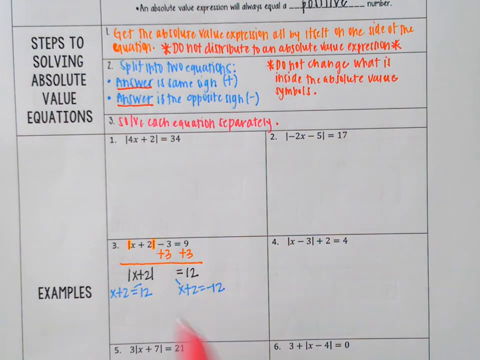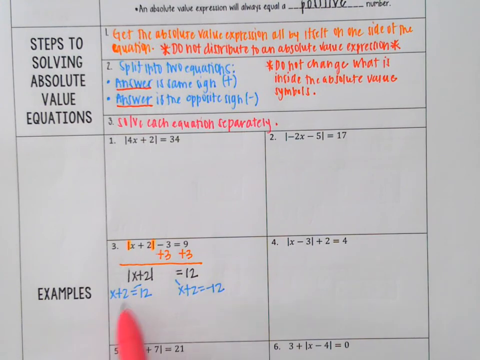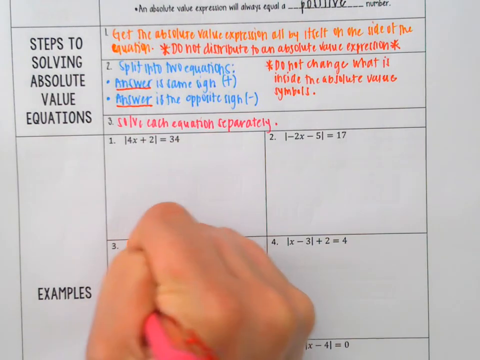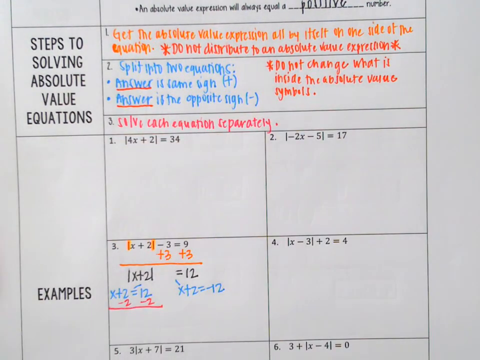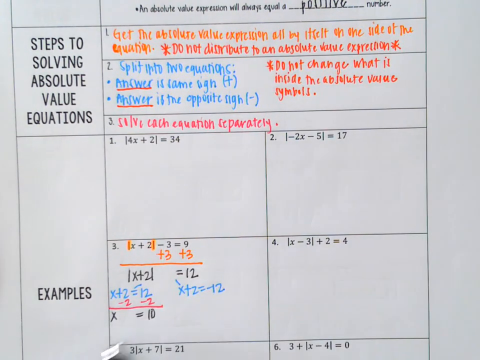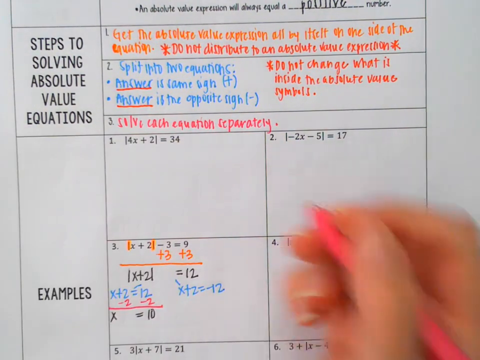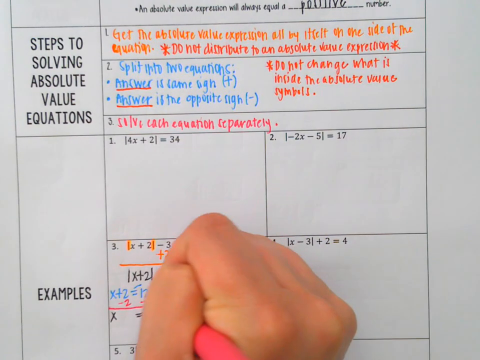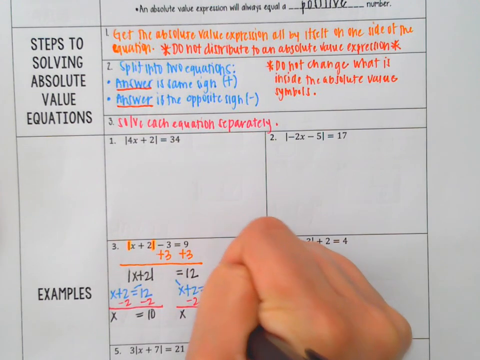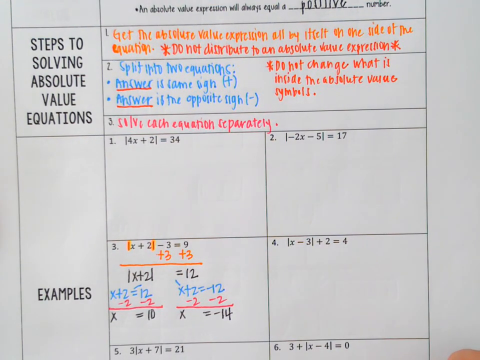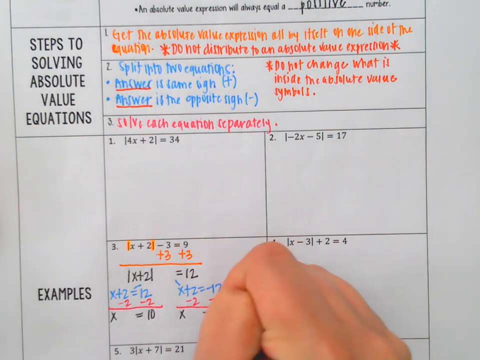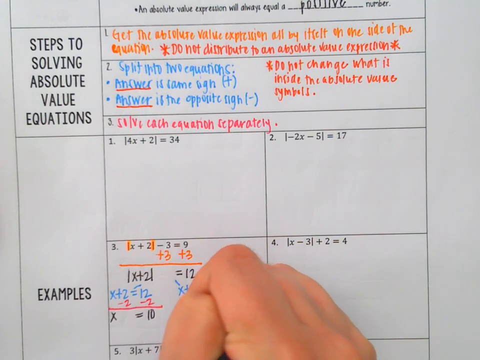Okay, so that means we're going to solve each equation separately. So I would just get x by itself. I would subtract 2 from both sides, and I get x equals 10. And then now with that solved for, I move on to my next one. Subtract 2 from both sides, and I get x equals -14. And those are my 2 answers. So that is what my final answer would be.